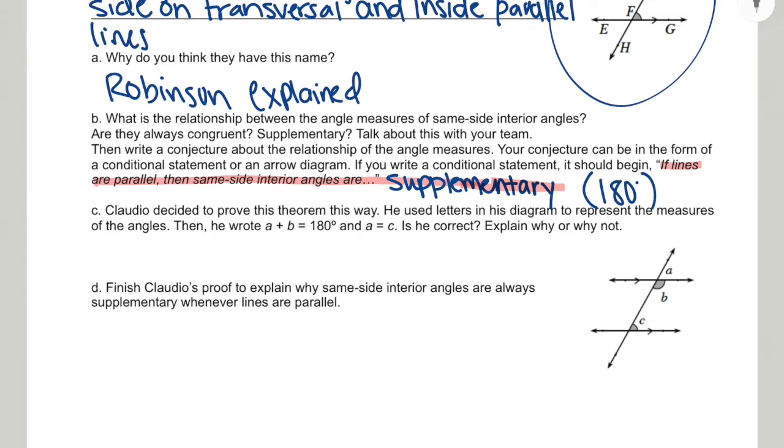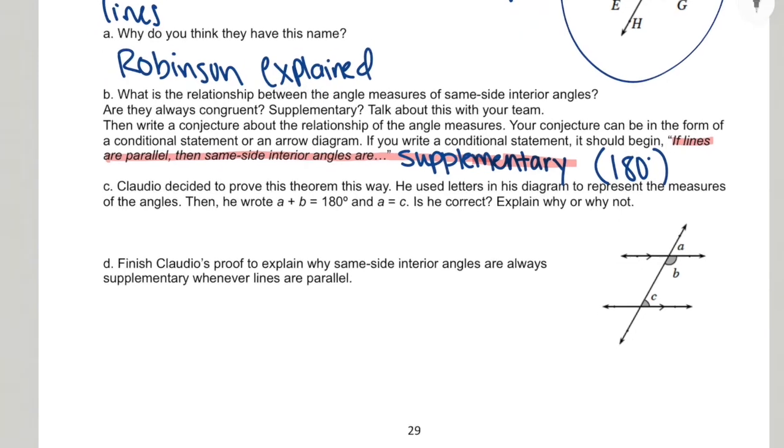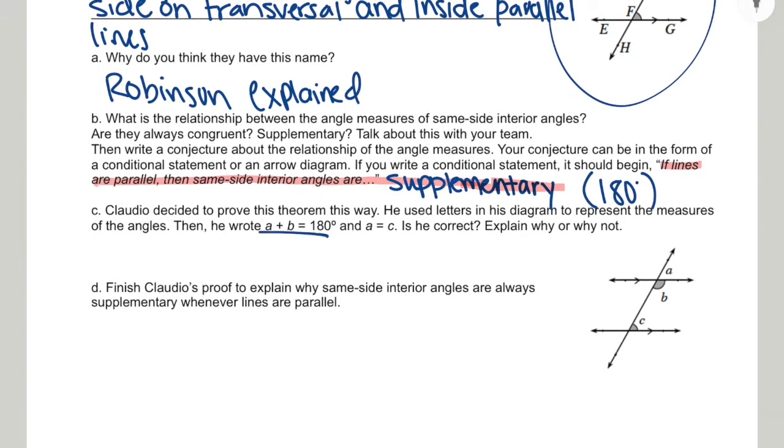So part C, it says, Claudio decided to prove this theorem this way. So we use tracing paper and translation to help us out with that. But he used letters in his diagram to represent the measures of the angles. So it says, then he wrote A plus B equals 180 and A equals C. So we're first checking is his work good, and then we're going to explain why. So let's check this first part.